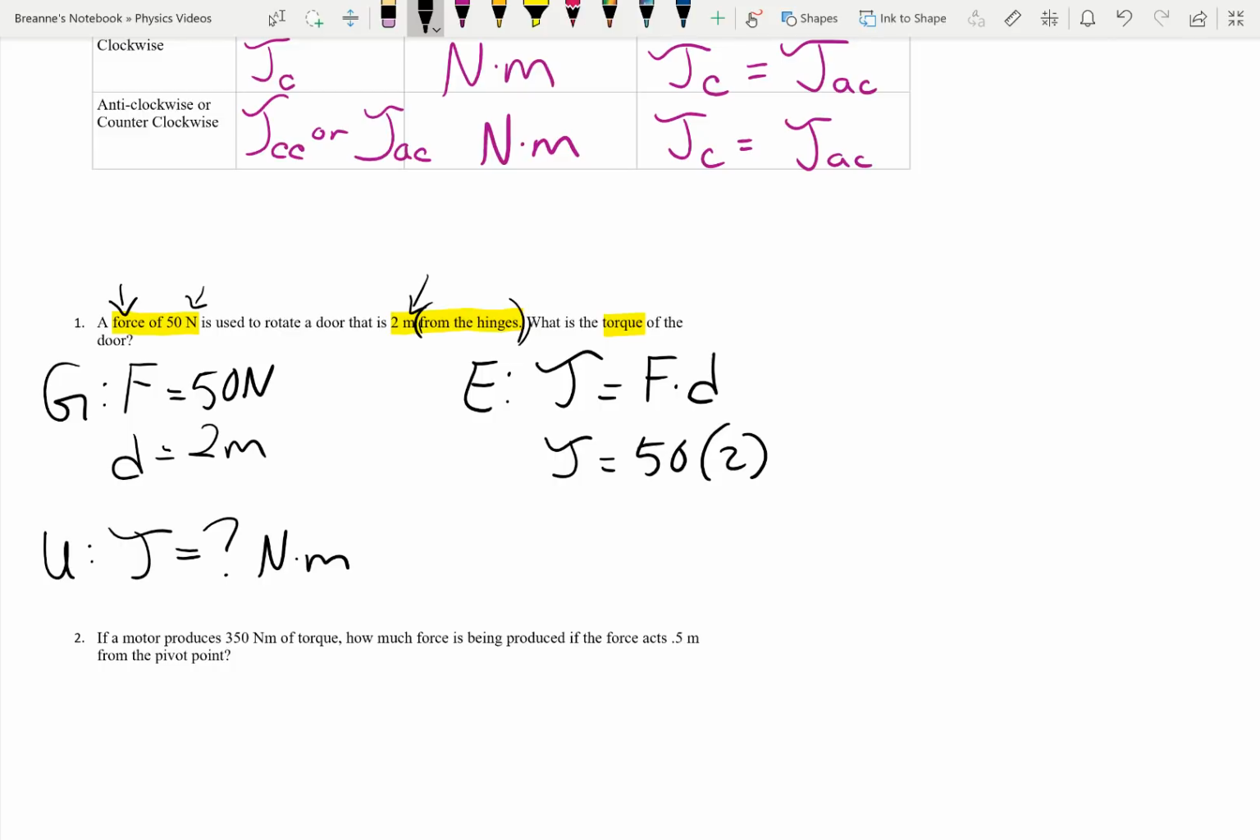So plug in what we have, put that in your handy dandy calculator. You should get 100 newton meters. And that is our answer. There we go.